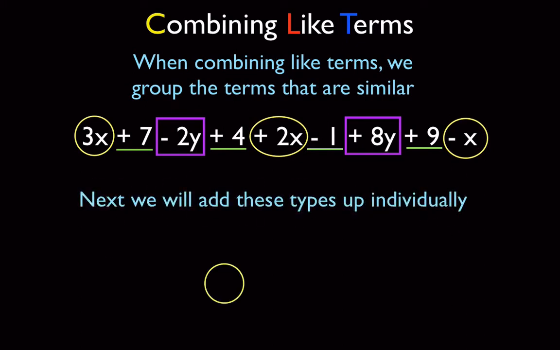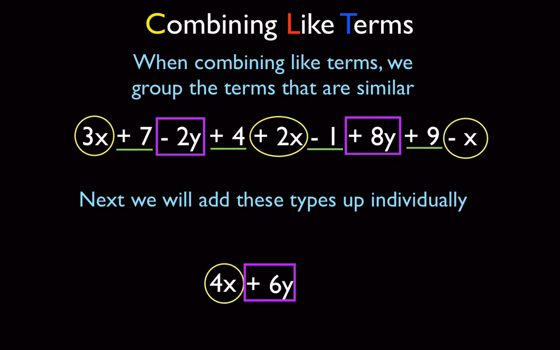Okay, so in circles I have a total of 3 plus 2, which is 5, minus 1, which is 4. Now let's look at what's inside the boxes. Negative 2y and positive 8y. The great thing about doing it this way is I can do the problem however I want. I can just go 8y minus 2y, which is a positive 6y.